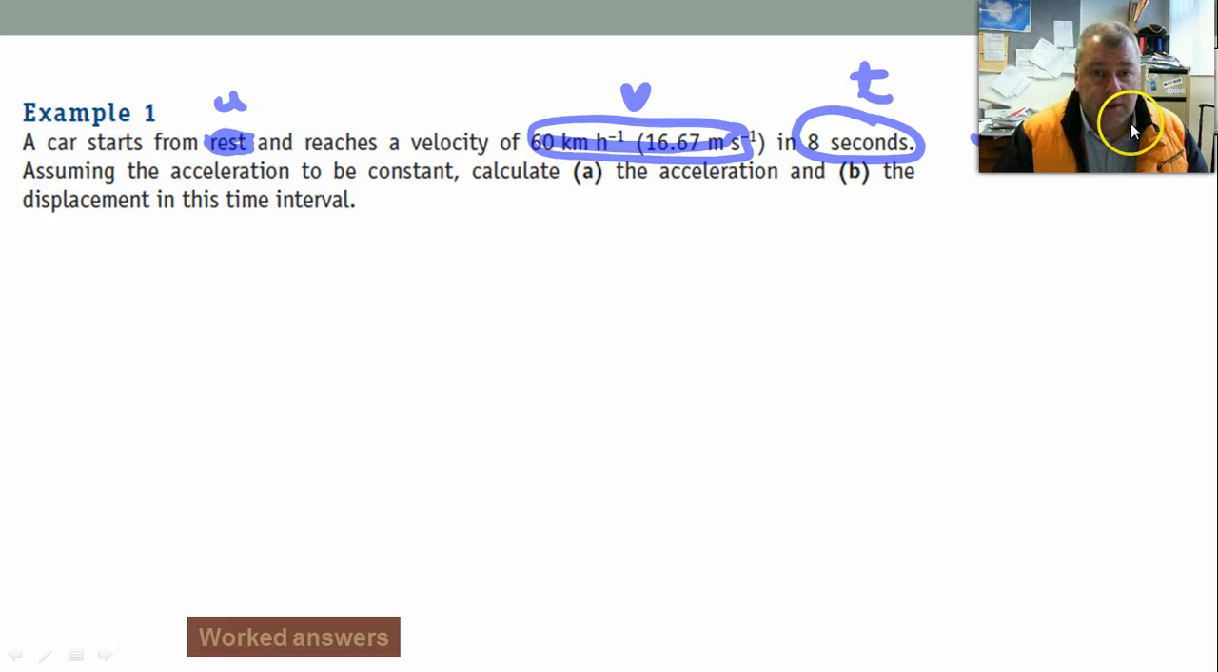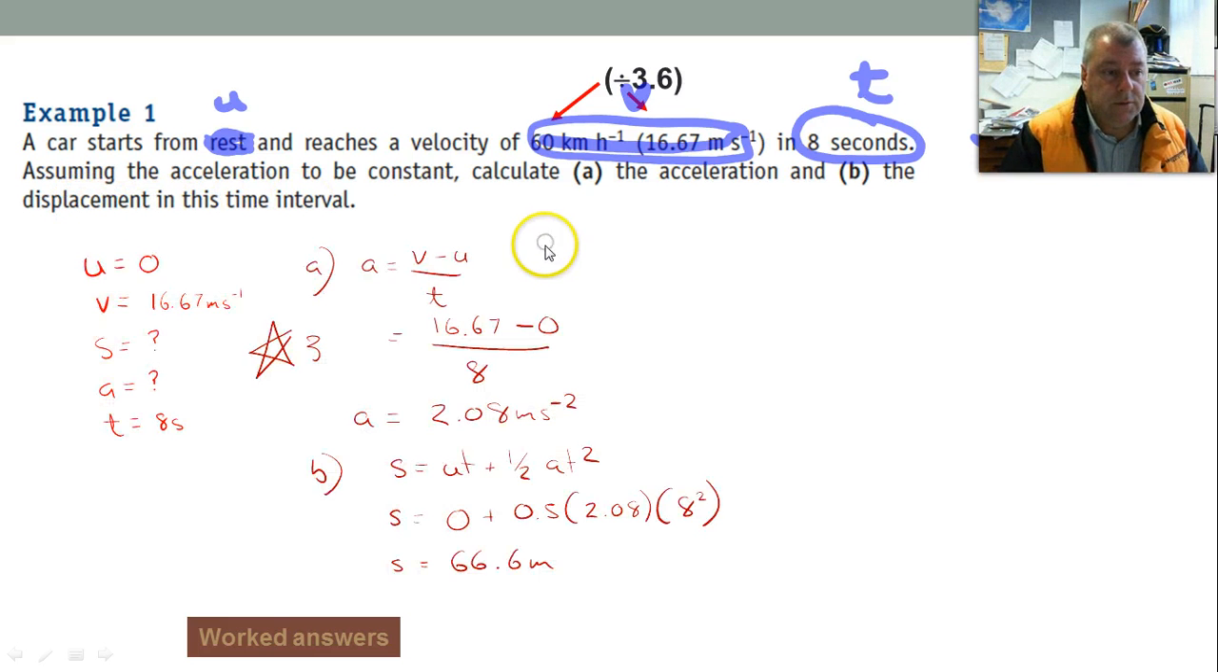What can we do with that then? Okay, now what they've done here is they've converted kilometers per hour to meters per second, because I would encourage you to pretty much work in meters per second for most questions. It just becomes a good habit to get into, and you've got to make sure you're using standard units as you go through. And what are we asked? Assuming the acceleration to be constant, calculate the acceleration and calculate the displacement in this time interval.